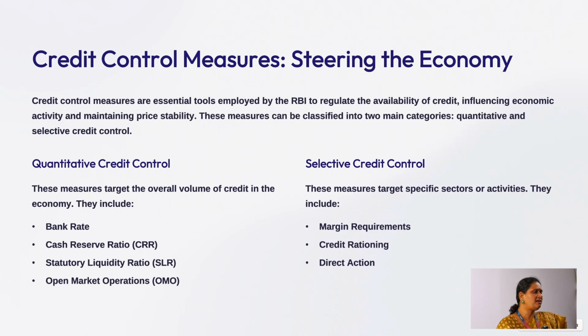The objective of credit control is to regulate the flow of credit in the economy, to control inflation, stabilize prices, and promote growth. So, the different types of credit control measures are quantitative credit control, which targets the overall volume of credit, and selective credit control, which focuses on specific sectors or activities. Quantitative tools are broad in their application and aim to regulate credit supply in the economy as a whole.